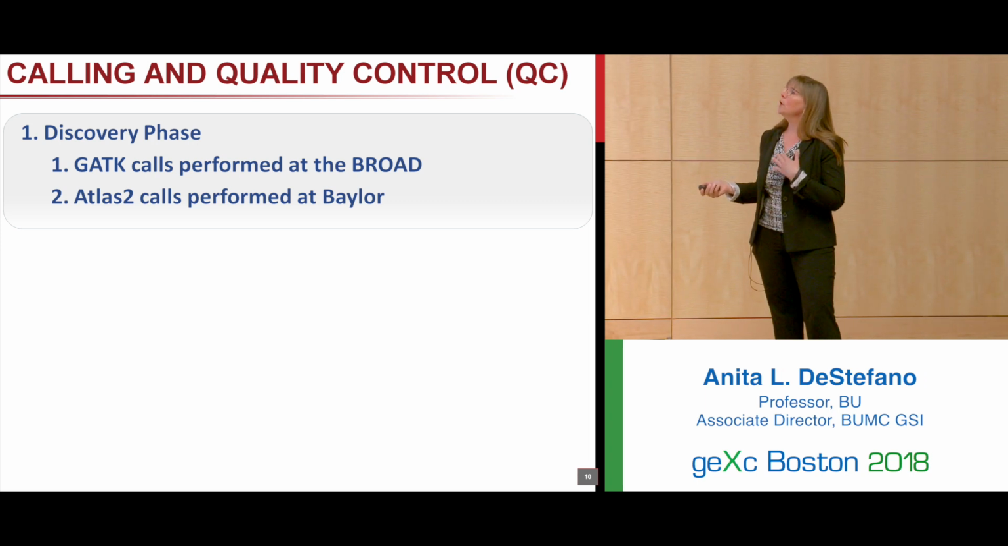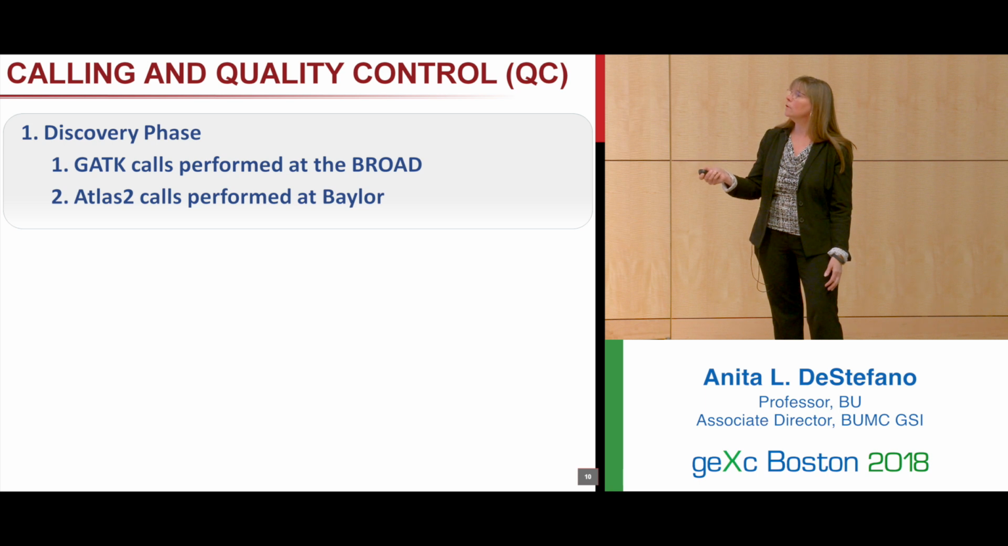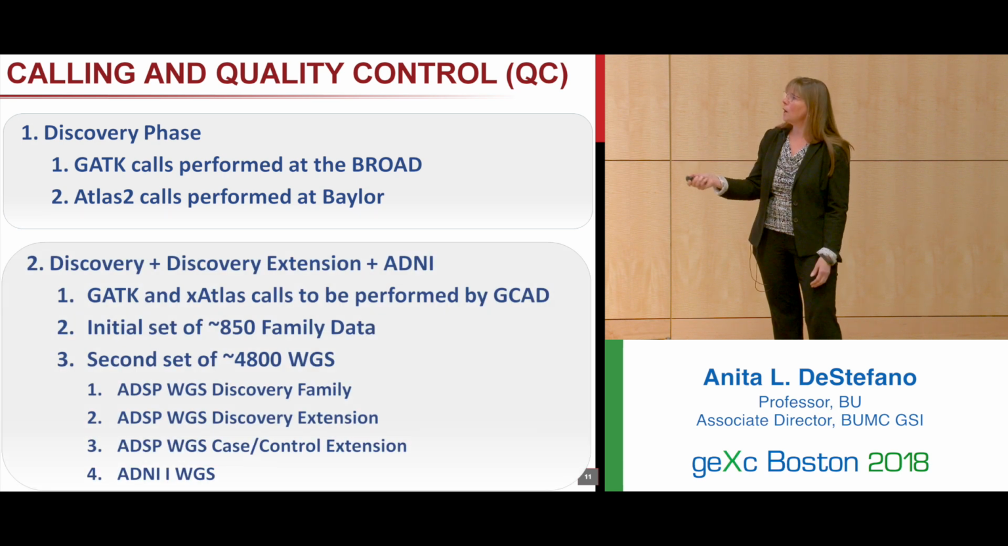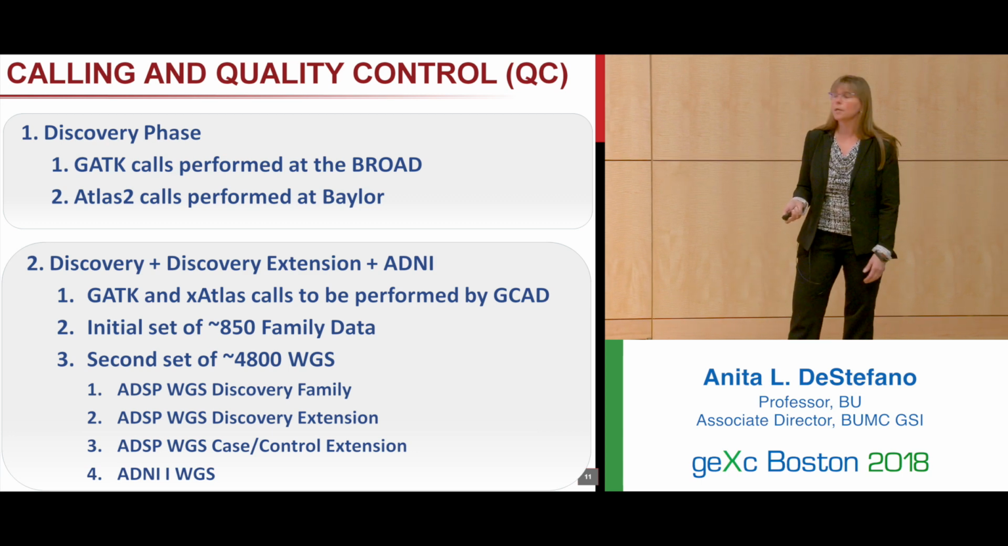We've already gone through the whole calling and quality control in the discovery phase, and those data are publicly accessible. Either you can get the BAM files or you can get QC call data. And they were called by 2 different callers, performed at the Broad and at Baylor. And then moving forward with the combination of data, we're still going to be using 2 callers, and I'll talk about that in more detail. And that's going to be performed, again, by the GCAD, by the data processing group.